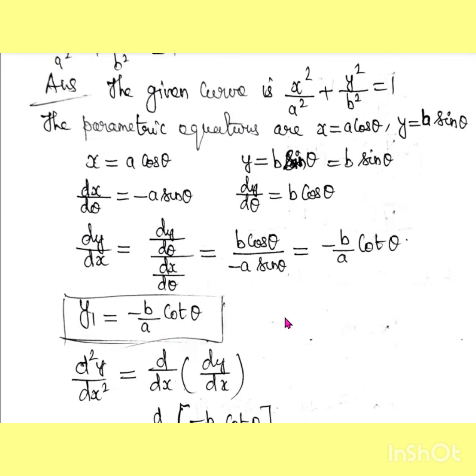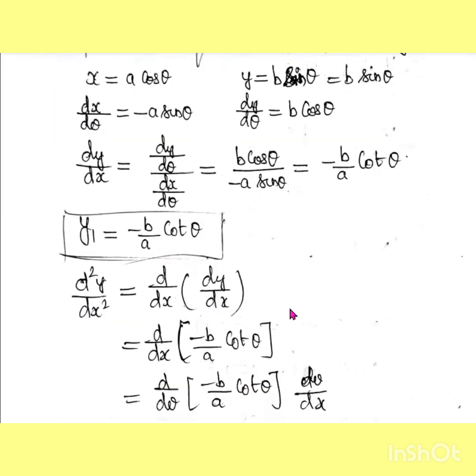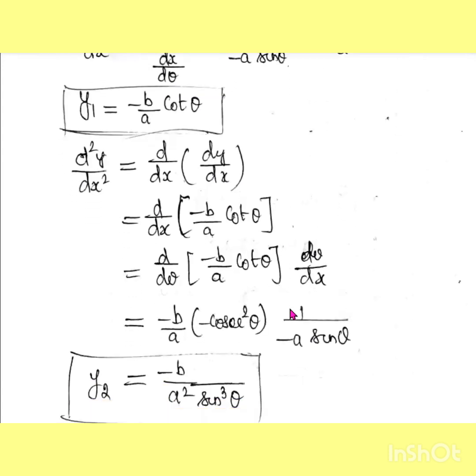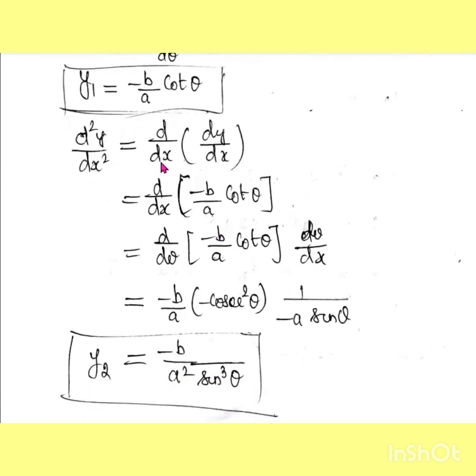Next, we have to find, as usual, y2. So d square y by dx square is d divided by dx of dy by dx, that is d divided by dx of minus b by a cot theta. Here x is there, theta is there, you cannot differentiate directly. That's why you have to use the chain rule: d by d theta of minus b by a cot theta, into d theta by dx.